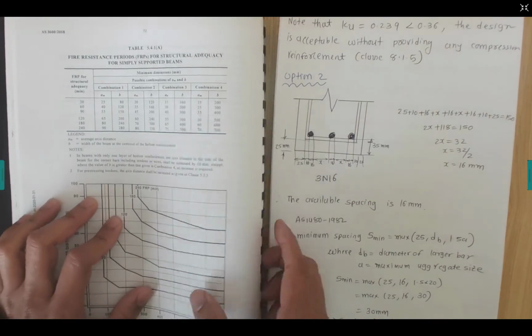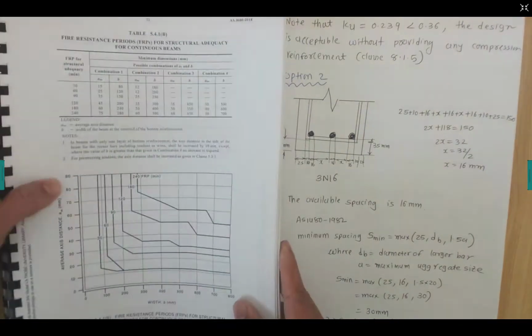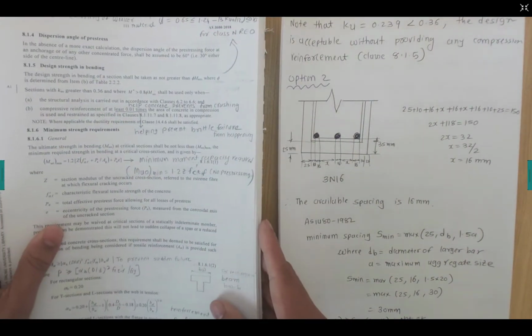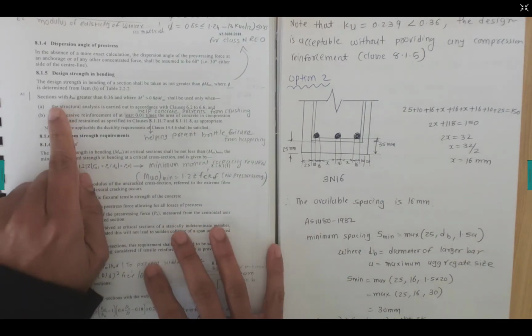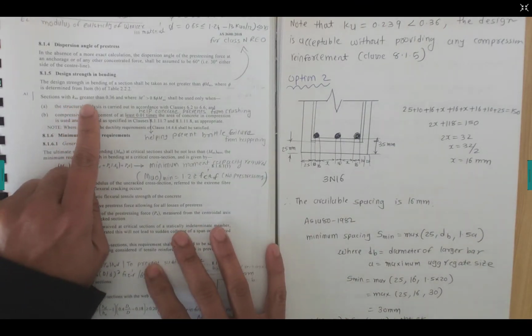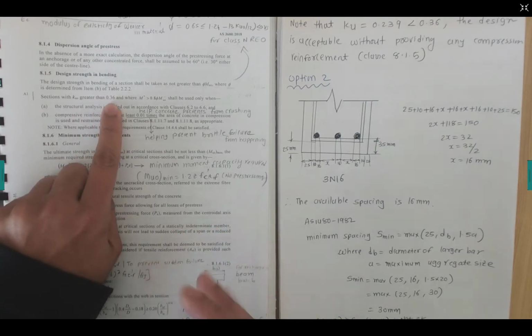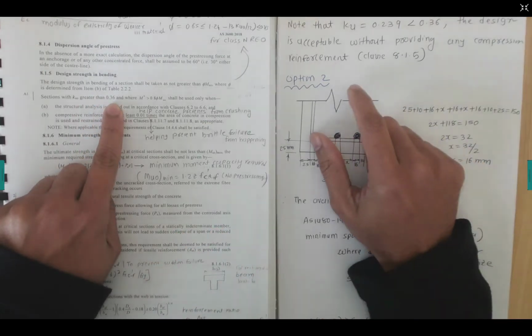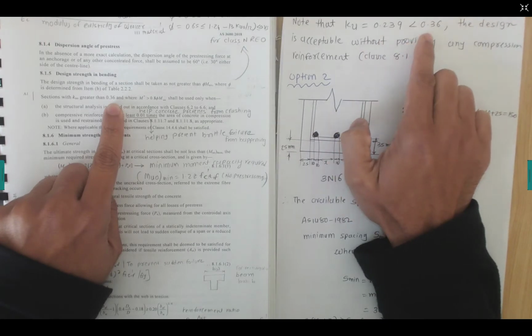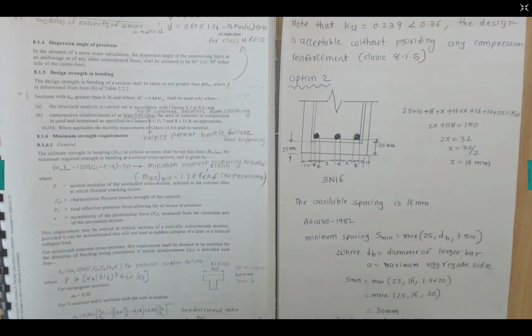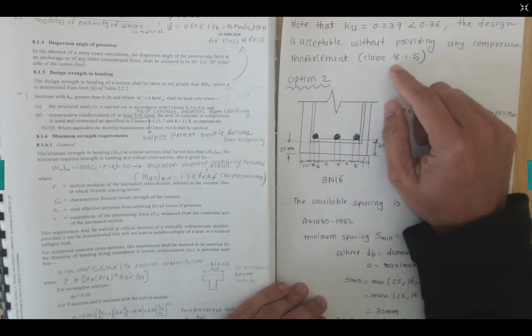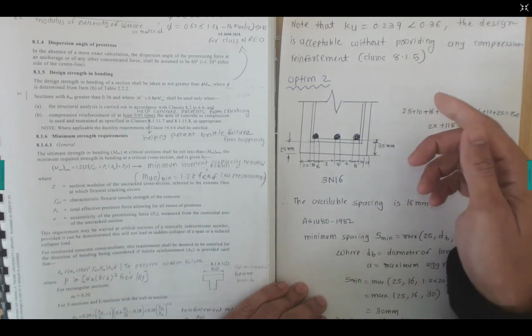And if you go to clause 8.1.5, which I can show you here, clause 8.1.5 is recommending this Ku value. So it should be used when it's greater than 0.36. We need to provide the compression reinforcement, but our value is less than 0.36. So for option 1 we can adopt only tensile reinforcement, which is 2 N20 bars.